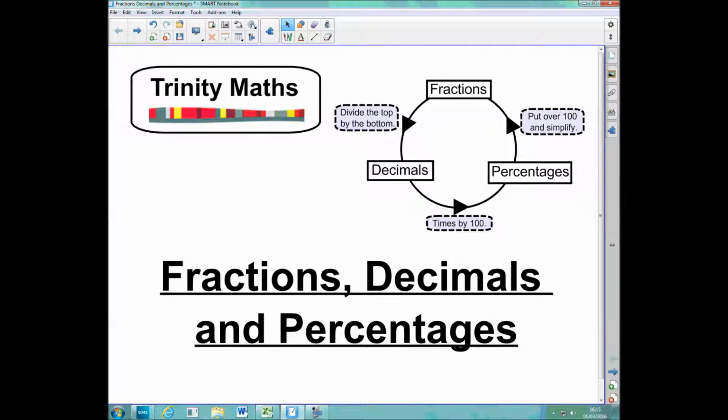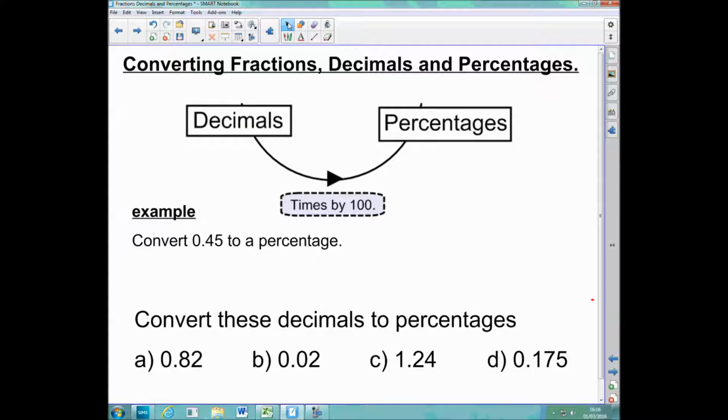Okay, so what we're going to do is practice each of these steps one at a time. We're going to start with the easiest ones, which I think is going to be decimals to percentages. So to change decimals to percentages, my method is going to be to times by 100. The example's asking me to convert 0.45 to a percentage. So I'm going to do 0.45 times by 100. And if you remember, timesing by 100 will make the decimal point move 2 places down the number. So my answer is going to be 45%.